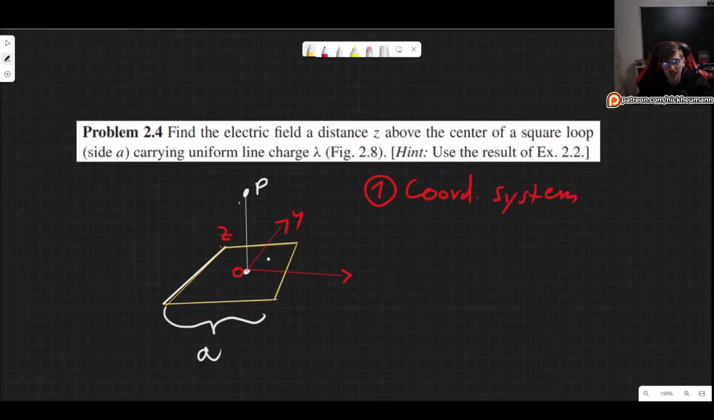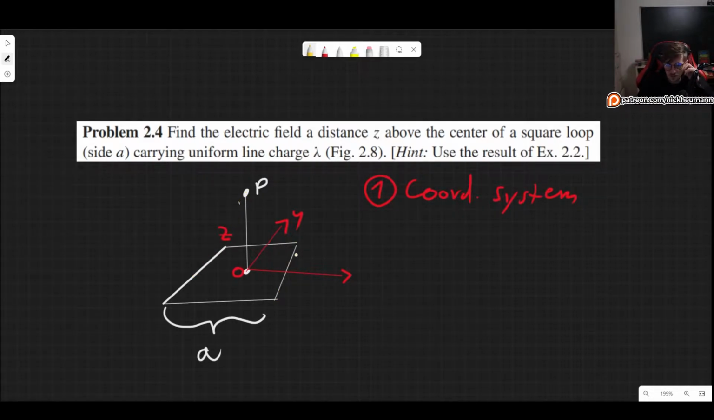Now, fortunately, because of the symmetry of the problem, if we find one, we already found all of them, because this is a square. So the length of them are all the same. The line charge is all the same. They're just going in different directions, but their distance is also the same, right? The distance from this is always the same as this, and as this, and as this, right? So the distance to this point is the same as the distance from this point, for example.